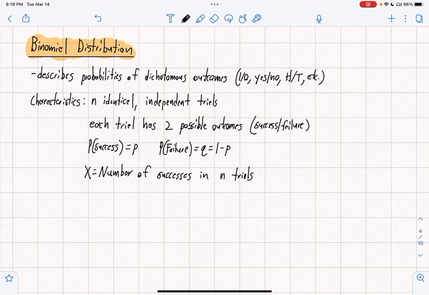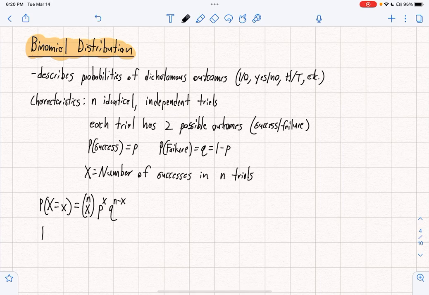And when we calculate probabilities, so what we call the probability mass function, or essentially when we are interested in X is equal to some value, the probability of X is equal to n choose X. So that's using combinations like we learned before. Times P, the probability of success, raised to the number of successes we're interested in, X, times Q, the probability of failure, to the n minus X. Because if there are X successes in n trials, that means there are n minus X failures in n trials.